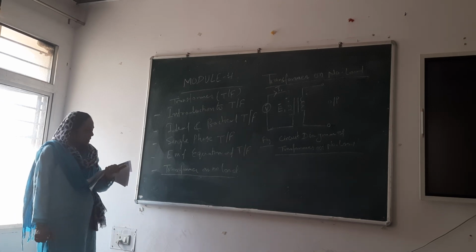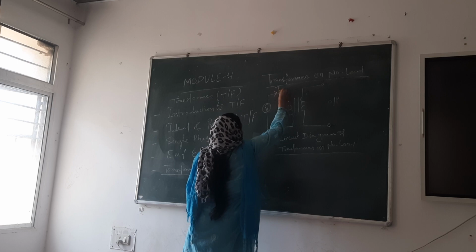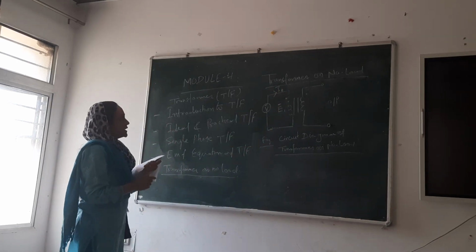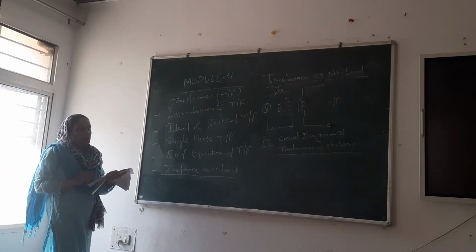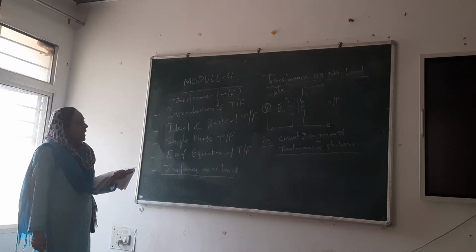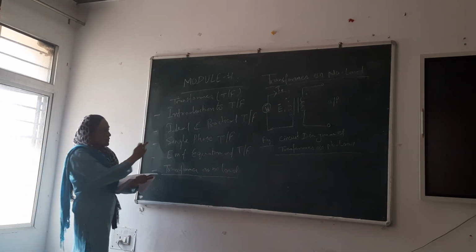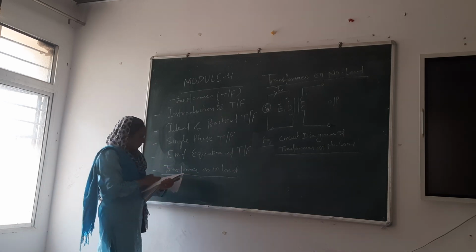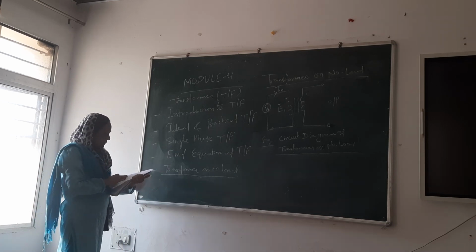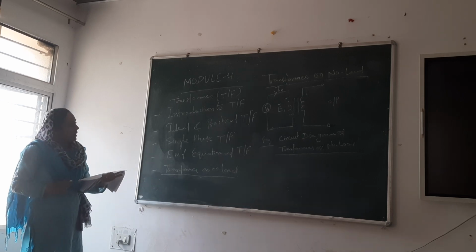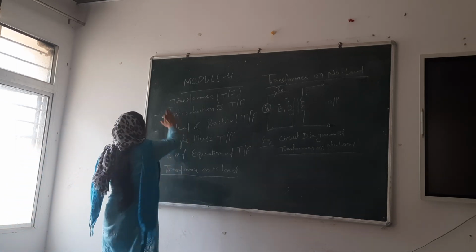Under no load condition, the primary input current I0, where I0 denotes the no load condition, does not lag behind the applied voltage V1 by 90 degrees. You can see this one is the applied voltage V1 of the primary side; suffix 1 denotes the primary side. But it lags by less than 90 degrees, where phi is less than 90 degrees.